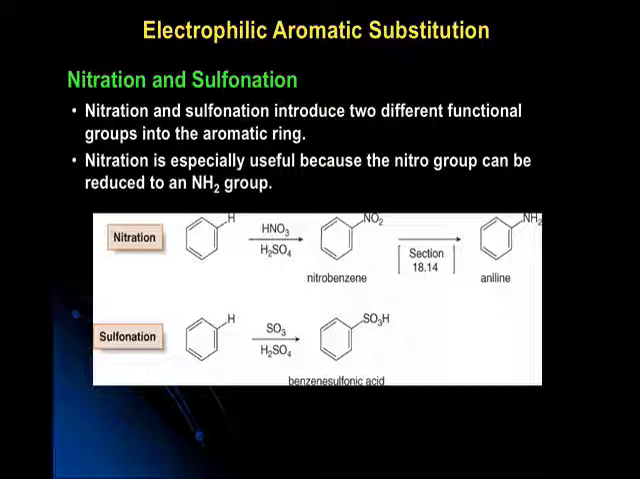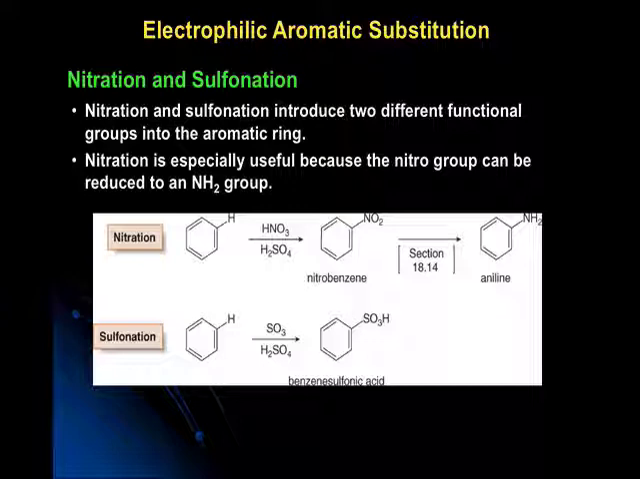Nitration and sulfonation allows us to make carbon-nitrogen bonds in the nitration reaction, and in the sulfonation reaction we can make carbon-sulfur bonds. These nitro groups, of course, we can actually reduce to amines, and we'll talk about that later when we get into the amines chapter. So making these nitro compounds is actually quite useful. You really just need a mixture of nitric and sulfuric acids.